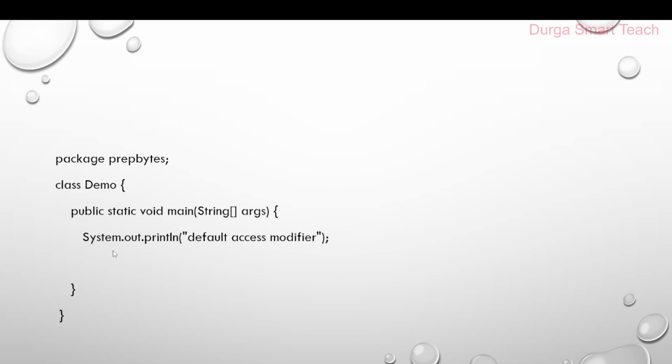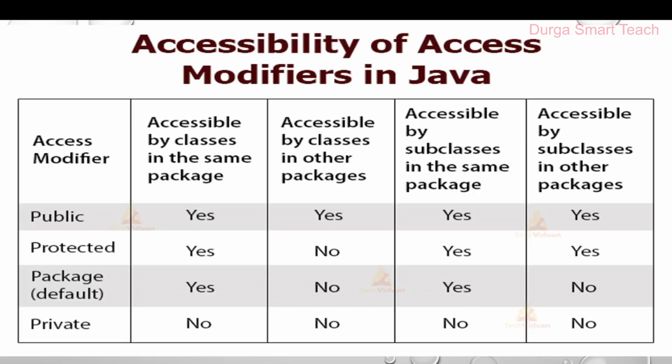So this is the program. The package name is prebytes. So you can access it only within this package. Okay, this is a simple example. The class which does not contain any prefix is known as the default access modifier.